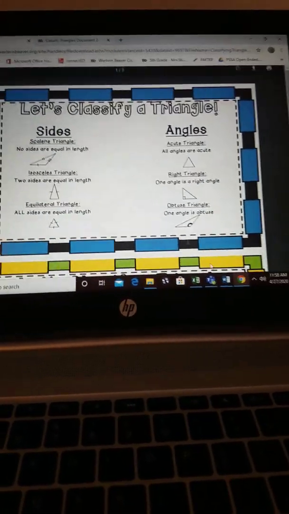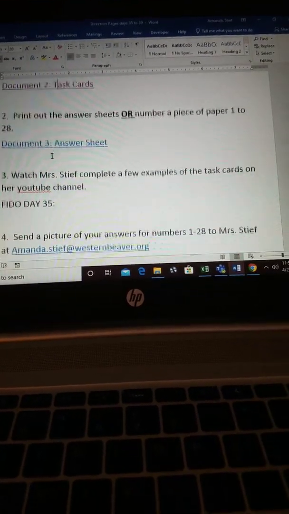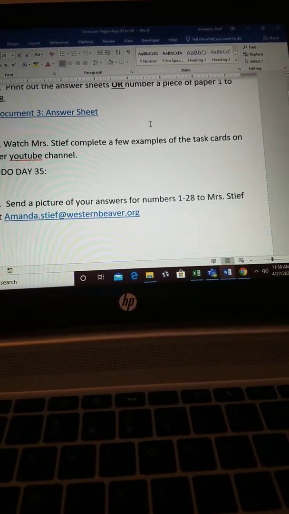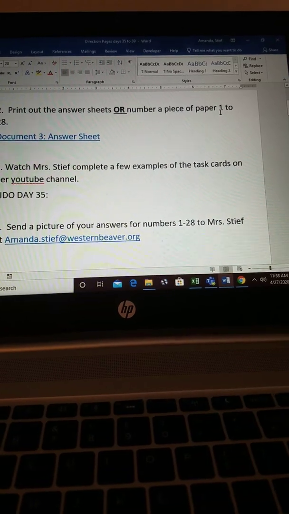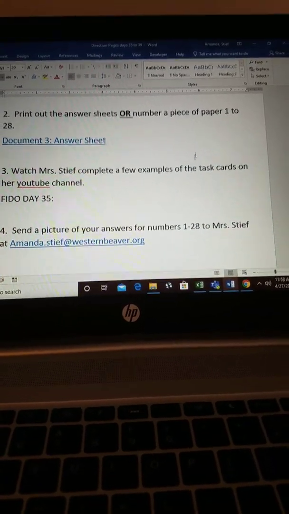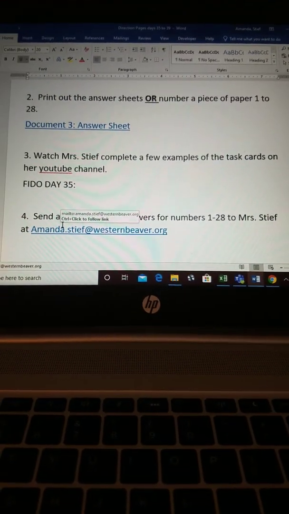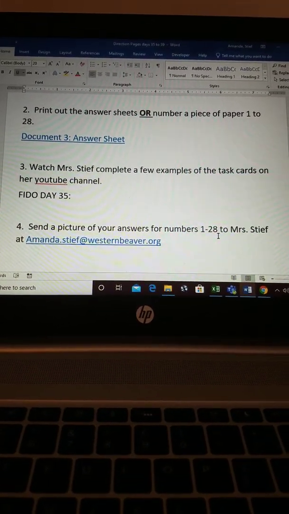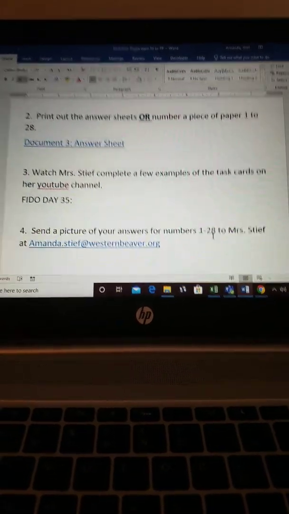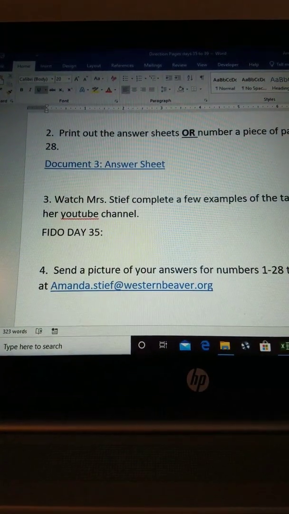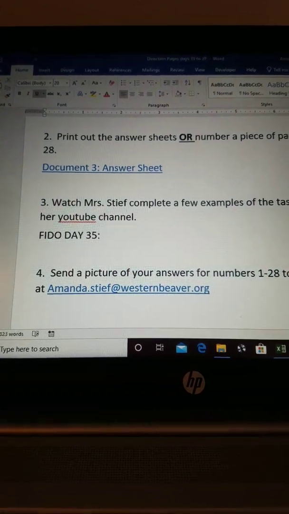You're going to end up, let's go back down to our Word document. So once you do all 28, which I already did number 4, 1, 2, 3, and 4, after you get done with the next 24, you're going to send a picture of it to me and email it to me. Numbers 1 through 28. So you're going to take a picture of this once it's all filled out, or the printed out answer sheet if that's what you chose to do. You're going to take a picture of it and email it to me, amanda.steve@westernbeaver.org.